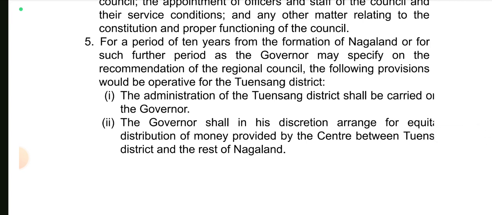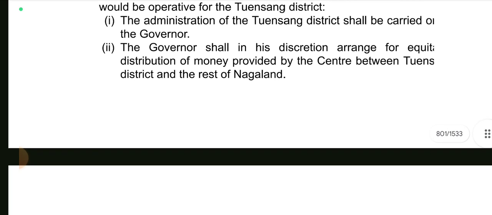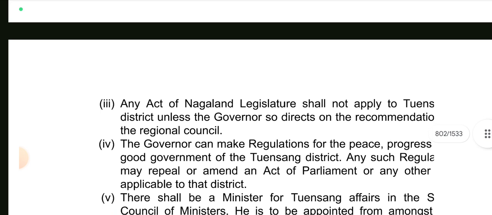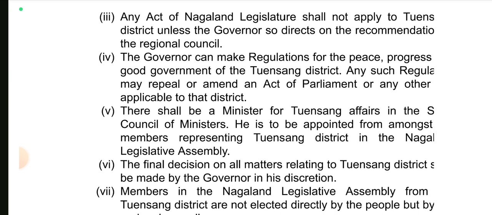For a period of 10 years from the formation of Nagaland, or for such further period as the Governor may specify on the recommendation of the regional council, the following provisions would be operative for the Tuensang district. The administration of the Tuensang district shall be carried on by the Governor. The Governor shall in his discretion arrange for equitable distribution of money provided by the center between Tuensang district and the rest of Nagaland. Any act of the Nagaland legislature shall not apply to Tuensang district unless the Governor so directs on the recommendation of the regional council.